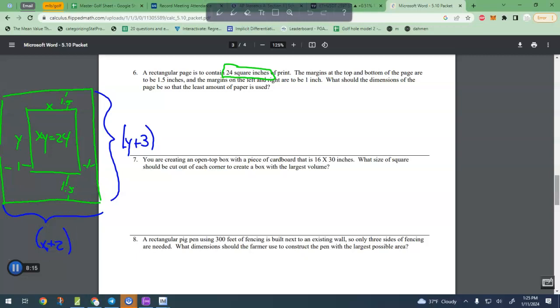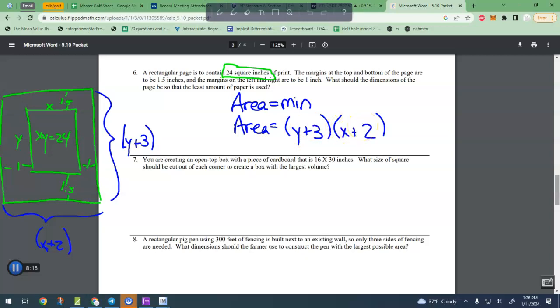With me so far? Okay. I'm trying to use the least amount of paper. That makes sense. Like the cheapest amount, right? So I want the area to be a minimum, as small as possible. Well, the area of a rectangle is length times width. And I know the length and the width here, so the length is y plus 3, and the width is x plus 2.